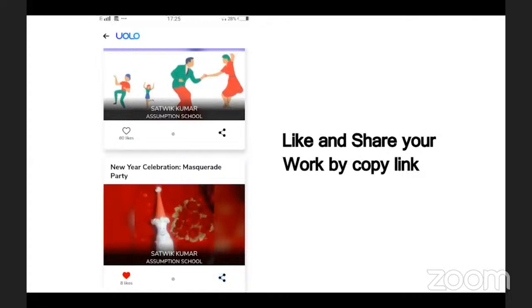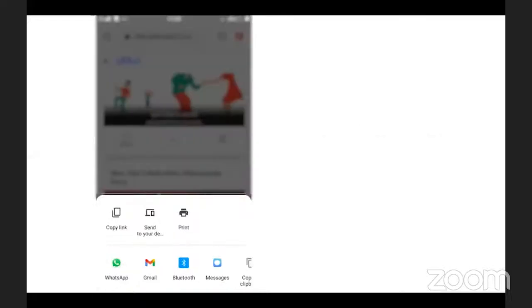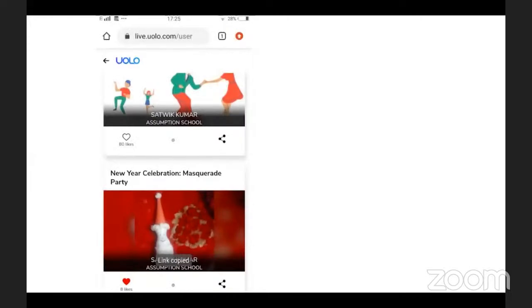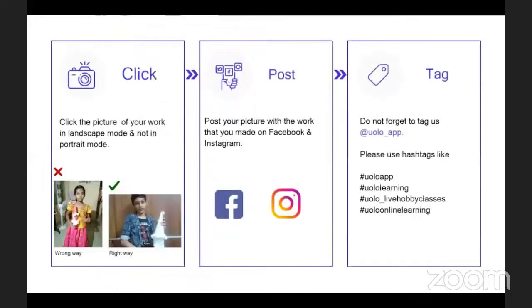If you want to showcase your work on social media, that too is very simple. Click on Share, copy the link and post it on Instagram or Facebook or any other platform of your choice. Just a tiny reminder, your submission looks a lot better if you could click a photo in the landscape mode rather than the portrait mode.